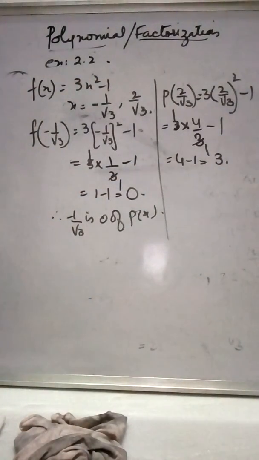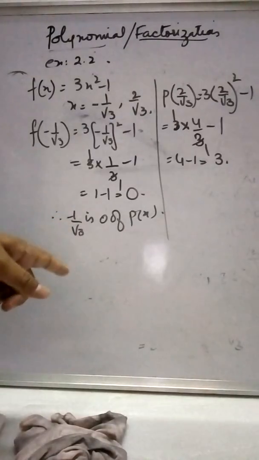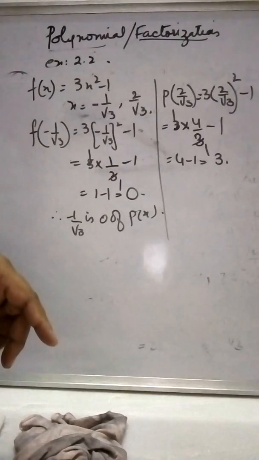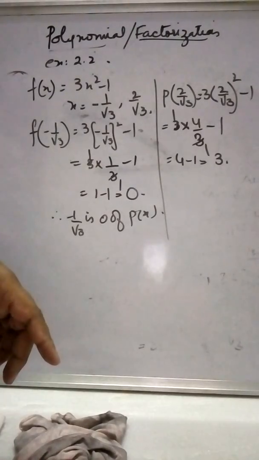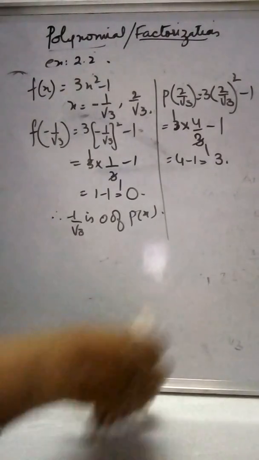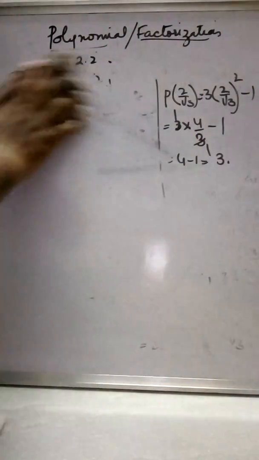So 2 by root 3 is not a zero of the polynomial, but minus 1 by root 3 is a zero of the polynomial. Now he's asking to find the zero of the polynomial in each case. Fourth problem, we will be solving the fourth problem.